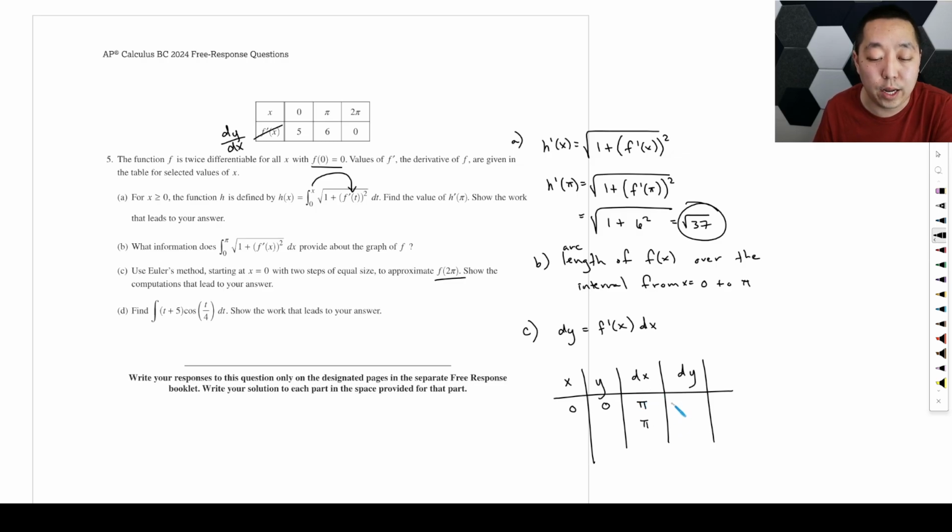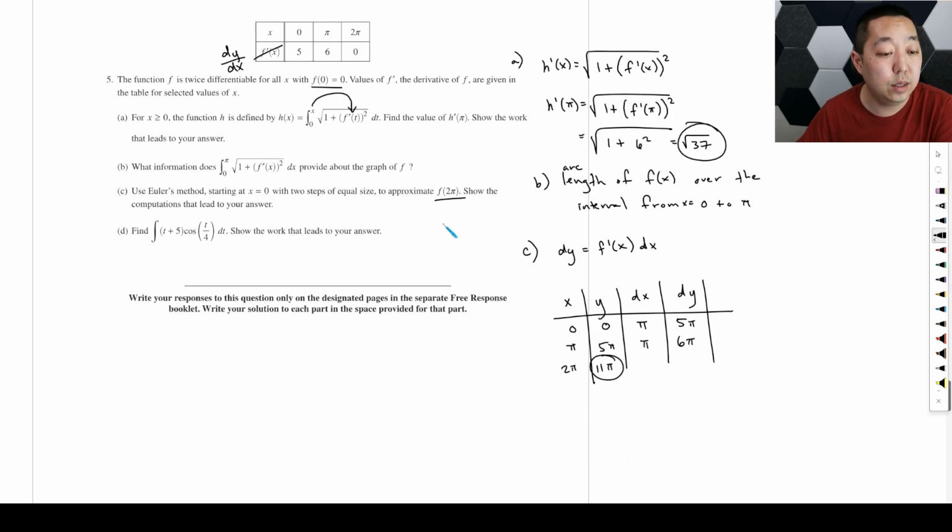And then dy is literally just the derivative times dx. The derivative is 5, and the dx here is pi, so this is 5 pi. To get the next value, you add dx to x, and you add dy to y: 0 plus 5 pi is 5 pi. The dx is the same step size. Now dy is f prime of x, where x is at pi, so the derivative is 6, times dx, which is pi, so that's 6 pi. Now we add dx to x, we get 2 pi. We add dy to y, we get 11 pi. At 2 pi, our estimate is 11 pi.